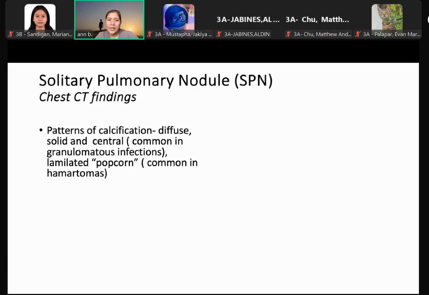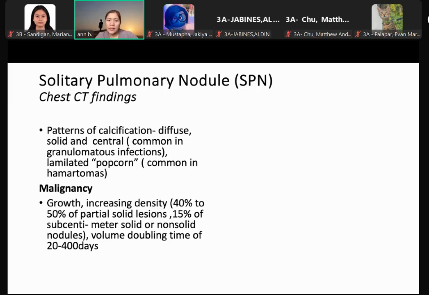When we say the SPN is problematic or malignant, the growth is increased with 40 to 50% in partial solid lesions, 15% of subcentimeter solid or non-solid nodules, volume doubling time in 20 to 400 days. So it's very fast. When we say benign, the patterns of calcification are common in TB, which is granulomatous infection, with a lamellated popcorn pattern.